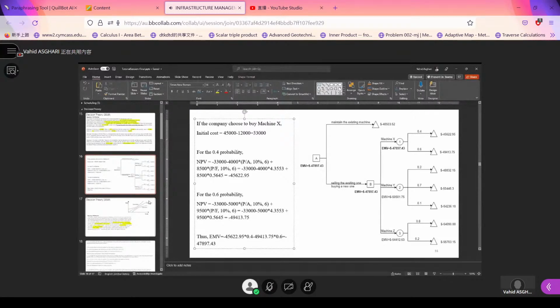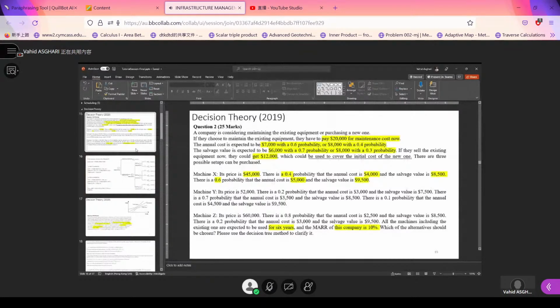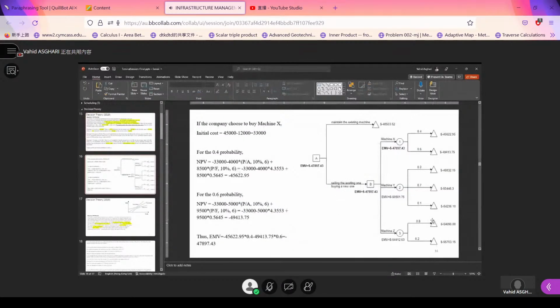So it is basically the decision theory in 2019. It is a small, simple type of decision theory, but you also need to draw. I'm not sure whether it was written or not. Oh yes, at the end it said please use the decision tree method to clarify it. You need to draw a decision tree.